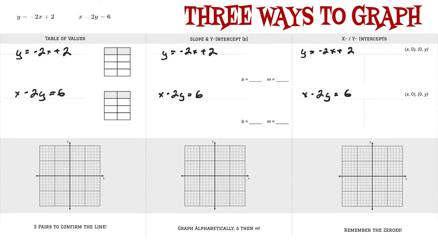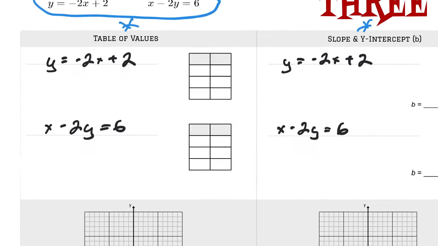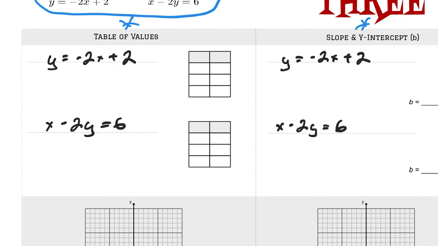And now I'll show three ways to graph. We're going to graph the same set of equations three different ways, using a table of values, the slope y-intercept form, and then the x and y intercepts. So the first method is a table of values.